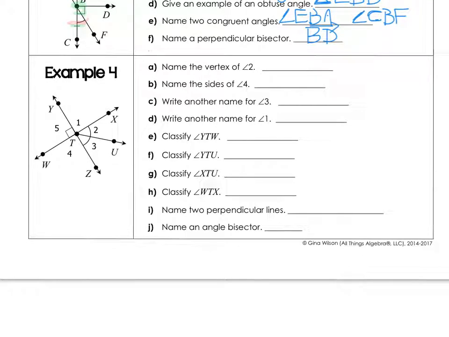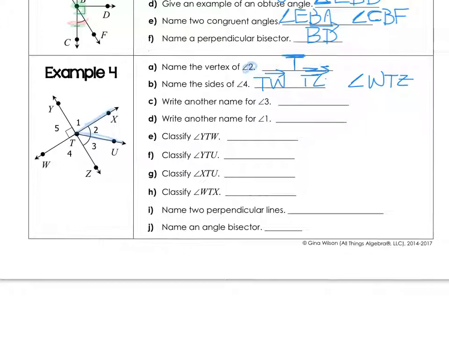Okay, and then let's do example 4. The vertex of angle 2. This is angle 2 right here in blue. So the vertex of that is that point there in the middle, which is T. The sides of angle 4. So angle 4 is WTZ. So the sides are TW, always starting with the vertex, TZ, and they're rays, ray notation.